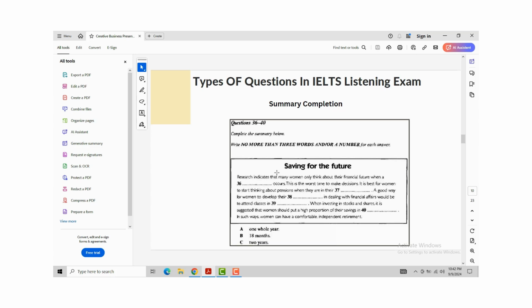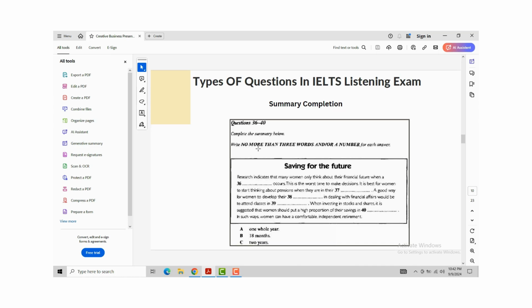The recording is about saving for the future, and it has 5 pieces of information missing, or you have to add 5 words to complete this summary after listening to the recording. And once again, you cannot write more than 3 words for each question. The missing words are actually the questions, question numbers 36, 37, 38, 39, and 40, and you have to listen to the recording and add these words in the summary to complete it. And you cannot write more than 3 words or a number for each answer.